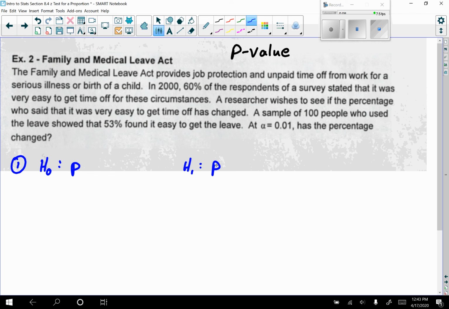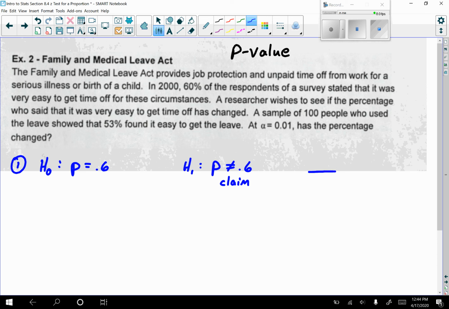Alright, so in this case it says in 2000, 60% of the respondents of a survey stated that it was very easy to get time off for these circumstances. A researcher wishes to see if the percentage who said it was very easy to get this time off has changed. So originally it was found to be 60%, but they want to know if it has changed, so it's something other than the 60%. So it's just a coincidence that we're using the 60% again in this problem, but this time the claim is that it's something other than 60%, so it's the alternative hypothesis.